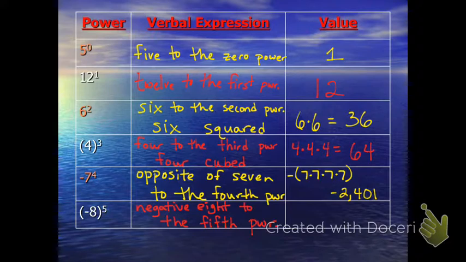Unlike in the last one, the negative sign is not attached to the 7. It is just out there in front of the 7. So whatever answer you're going to get is going to be negative all the time. The way you would solve this is negative 8 times negative 8 times negative 8 times negative 8 times negative 8. And the answer for this one, if you can't see it on the screen after the recording, is going to be negative 32,768, because you're multiplying negative 8 by itself 5 times.